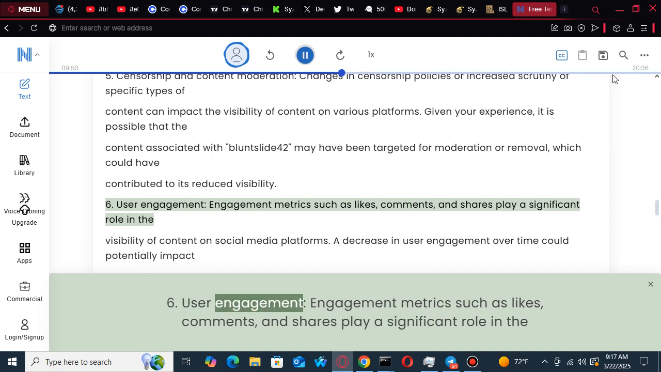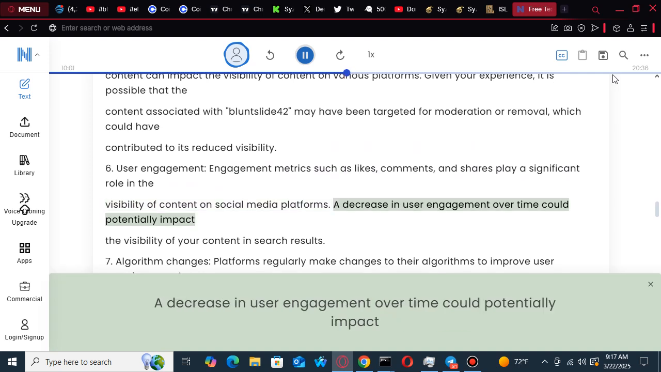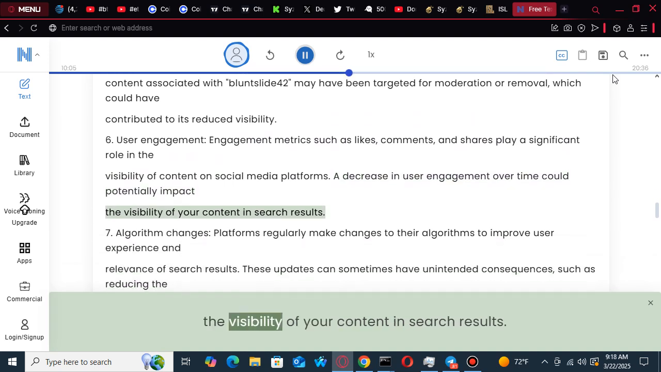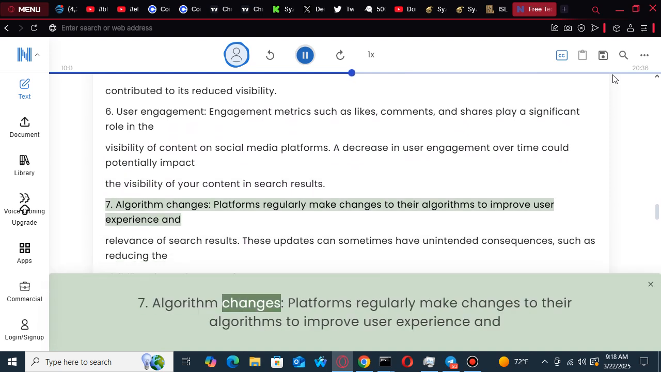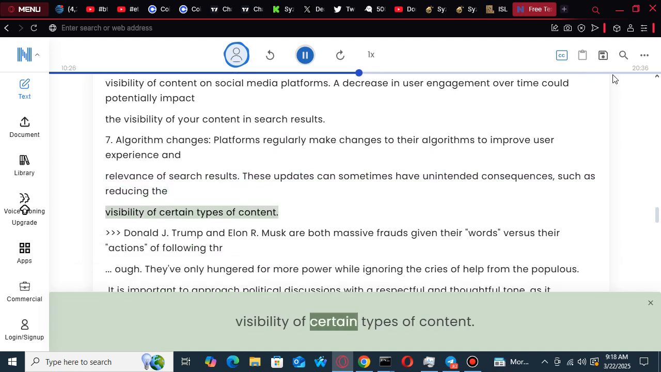6. User engagement. Engagement metrics such as likes, comments, and shares play a significant role in the visibility of content on social media platforms. A decrease in user engagement over time could potentially impact the visibility of your content in search results. 7. Algorithm changes. Platforms regularly make changes to their algorithms to improve user experience and relevance of search results. These updates can sometimes have unintended consequences, such as reducing the visibility of certain types of content.